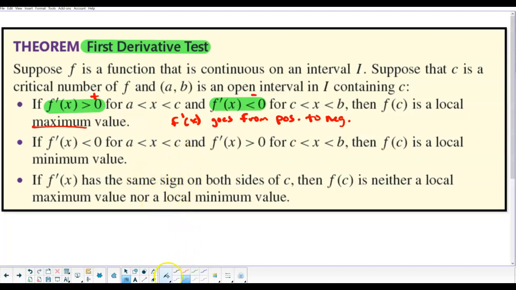Well, what if it's flipped around? What if the derivative goes from being negative on the beginning interval and then positive? So we go from decreasing slopes to increasing slopes. That's a minimum, and we did talk about that last week. So when I go from negative to positive, there's a minimum value. Now, if f prime of x does not have a sign change, so if it's the same sign on both sides of the interval, then it is neither a local max or a min.